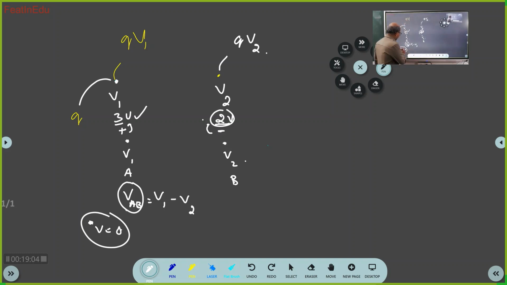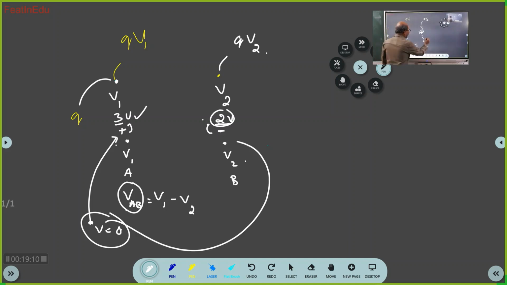Got it? So with respect to this reference point, this is V1. With the same reference point, this is V2. So references will not change. Don't get unnecessarily confused. The reference point is always the same. With respect to this reference, this is V1. With respect to the same reference, it is V2. The potential difference between these two is V1 minus V2.